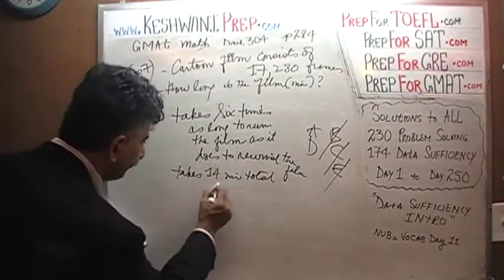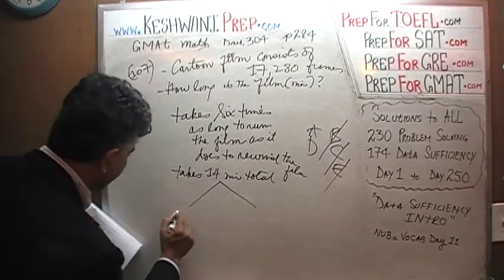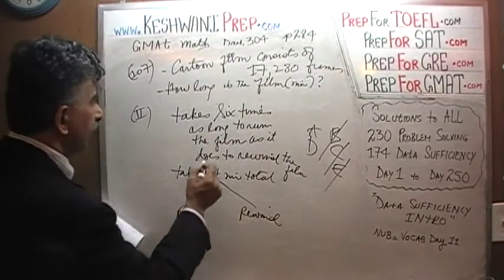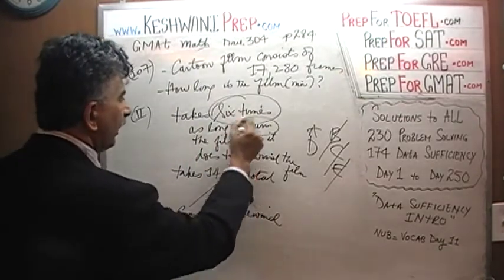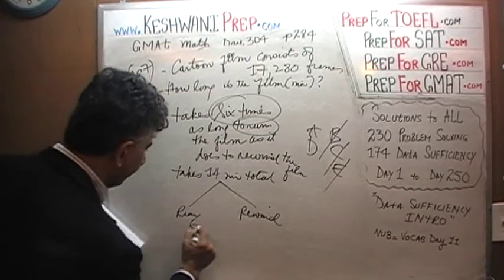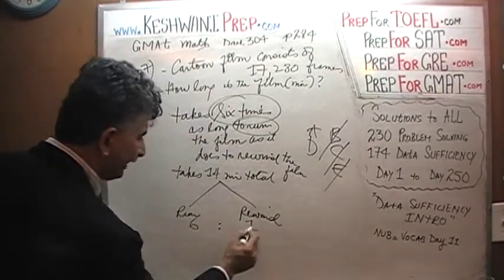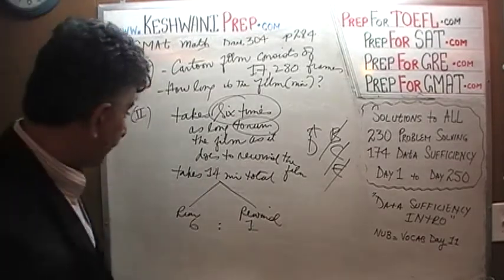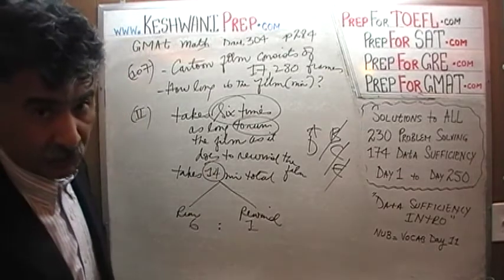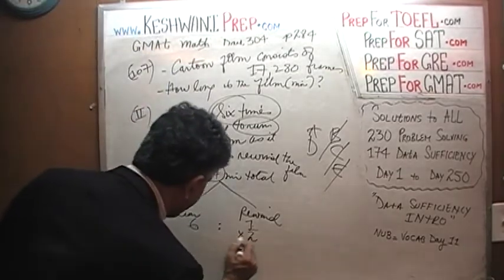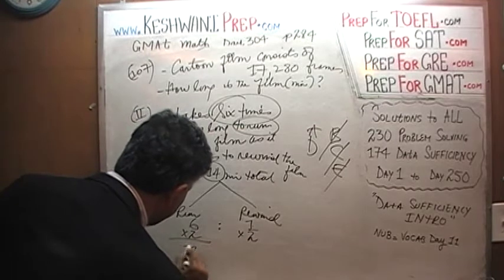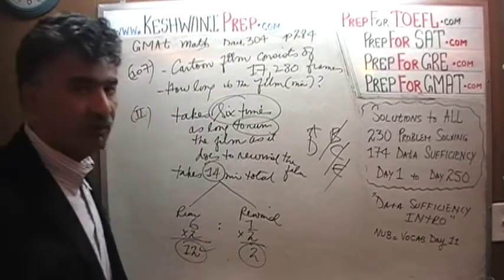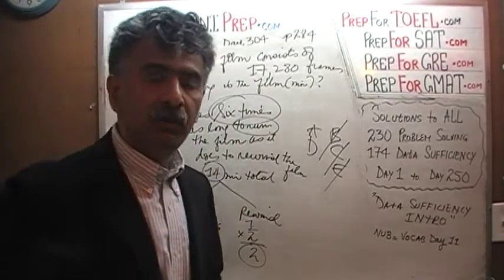So let's set it up. Here is the run time, and here is the rewind time, and we are told that it takes 6 times as long to run. So the ratio is 6 to 1. Well, 6 to 1 is a total of 7. Which means since it takes 14 minutes together, it must be this times 2. It takes 12 minutes to run it and 2 minutes to rewind it. Now again, you see that? It takes 12 minutes to run it because that is exactly what we found in the first statement.